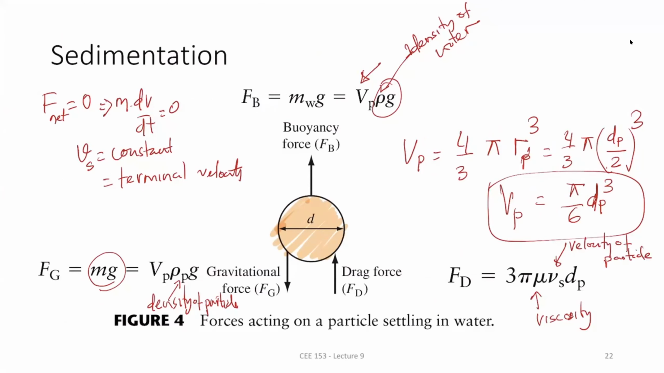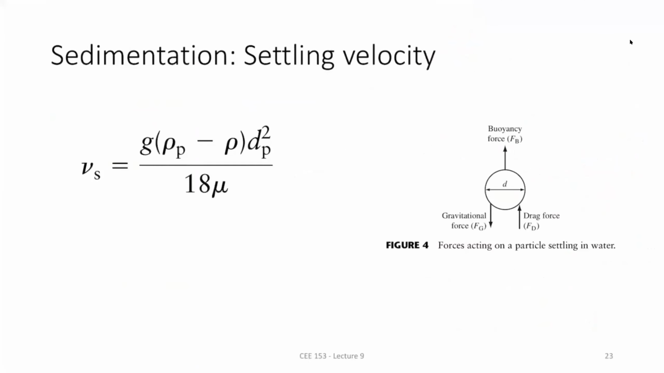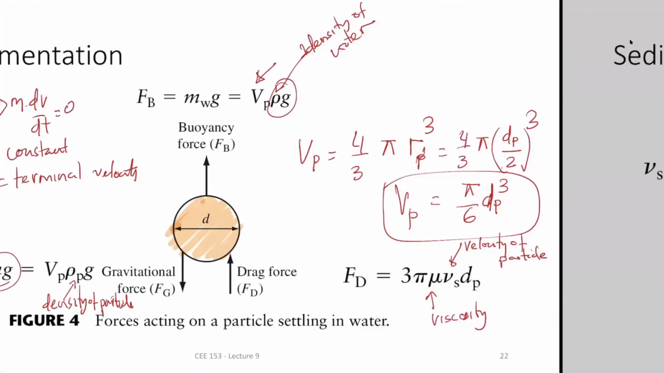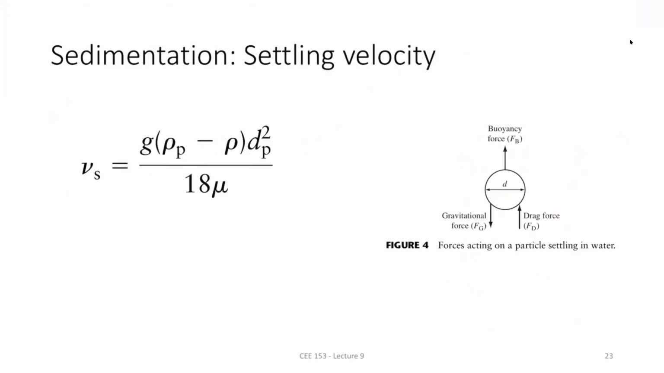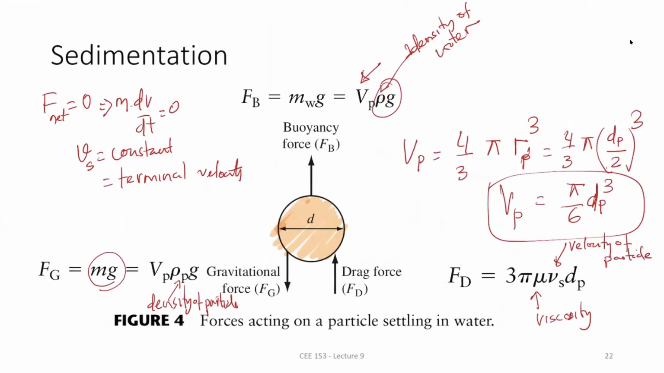Okay, all right. So let's see now. The net force is zero. What I'm saying is that Fg, the net downward force, should be equal to the net upward force. So if you put this value here, let's write it. Fg, if you see Fg, this is Vp.